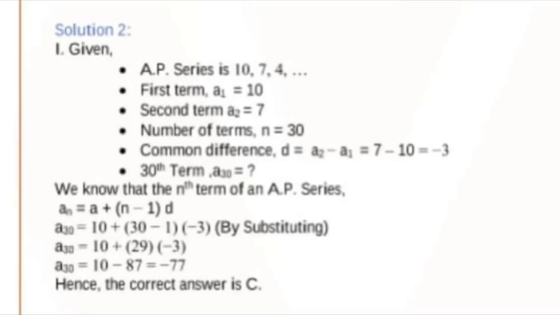So let us calculate the 30th term. Formula for an is a plus n minus 1 into d. So a30 is equal to 10 plus 30 minus 1 into minus 3. So it is 10 plus 29 into minus 3. So it is 10 minus 87, which is equal to minus 77. Hence option C is the correct answer, which is minus 77.